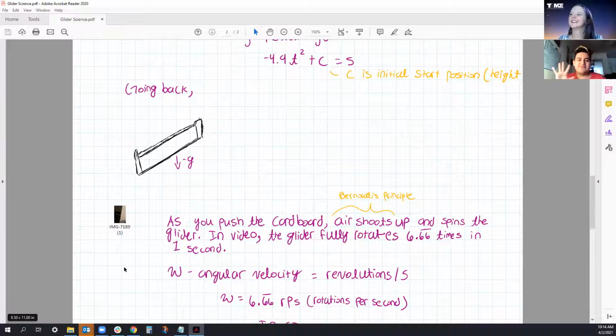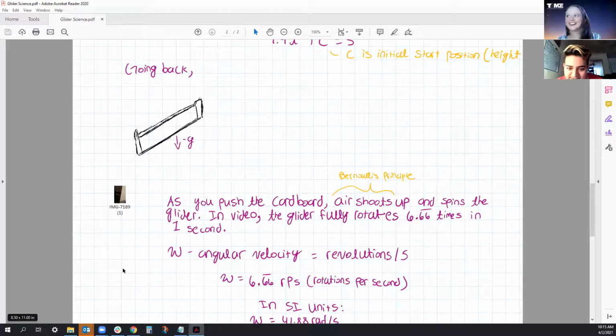But the whole process of it being able to spin and lift itself is that the cardboard creates an area of high pressure to low pressure. Basically, the air keeps wanting to go to that low pressure, thus creating a sort of lift that keeps the glider going and also giving it a little spinning, the angular velocity. It's something that we call Bernoulli's principle, as I modeled there.